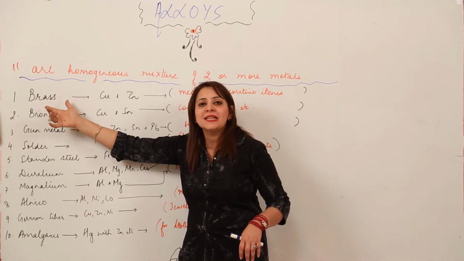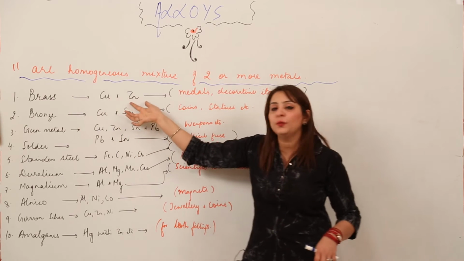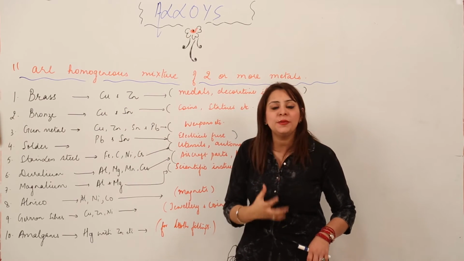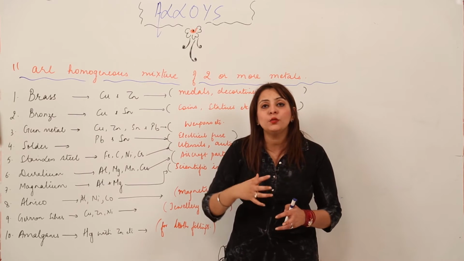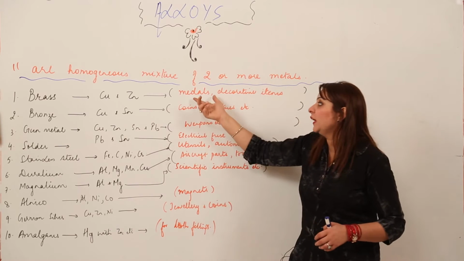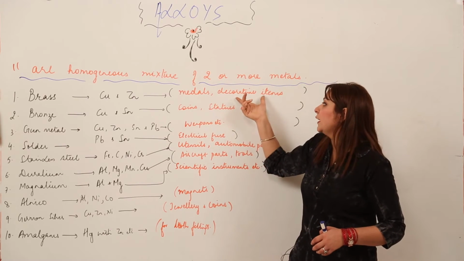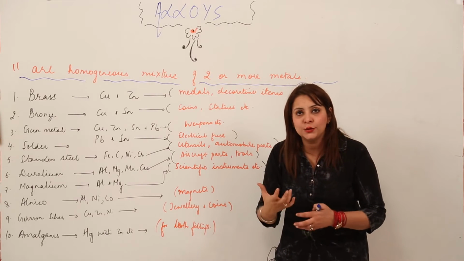So brass is mainly an alloy of copper, in which the copper is mixed with zinc. After mixing the copper with zinc, we call it brass, and for which purpose can we use it? It is used for making medals, it is used for making decorative items, and moreover many other things are made up of brass, you know that.